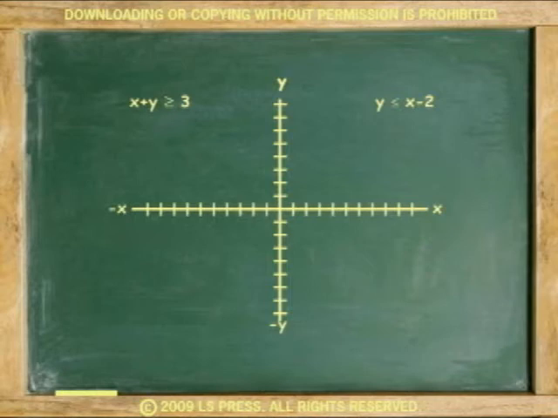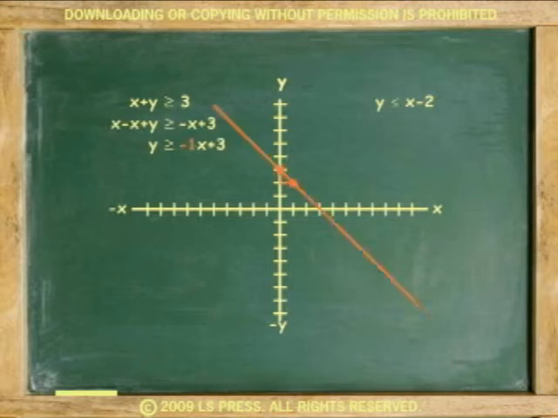First, plot the inequalities using the same method used for equations. The slope and y-intercept of the first inequality is found solving the first equation for y. Subtract x from both sides. Y is greater than or equal to negative x plus 3. The inequality tells us that the slope, the coefficient of x, is negative 1 and the y-intercept is 3. The slope of the second inequality is 1, the coefficient of x, and the y-intercept is negative 2. Both lines are plotted here.